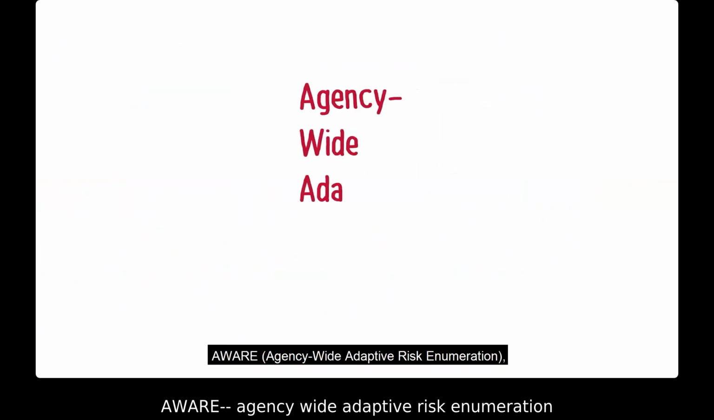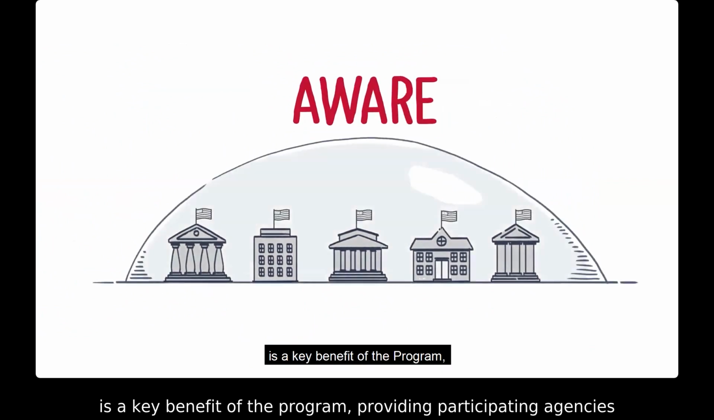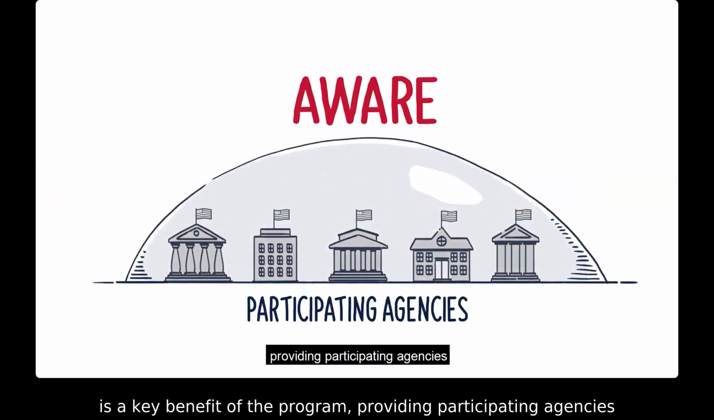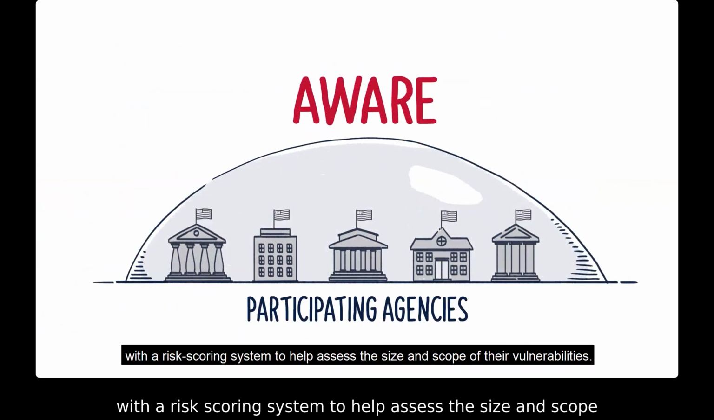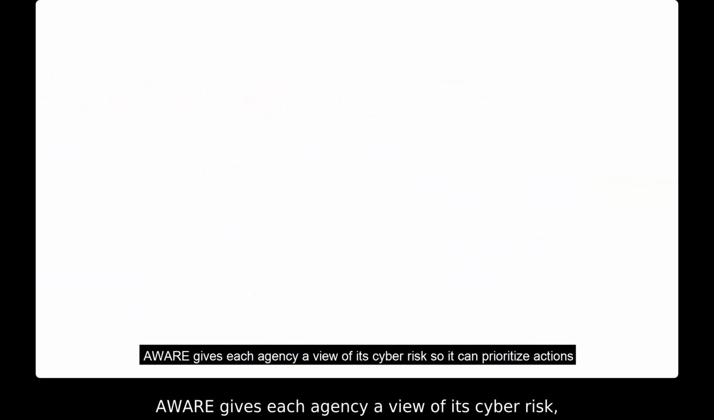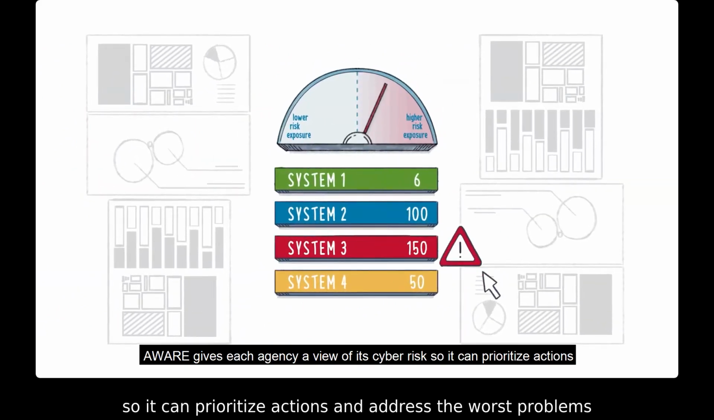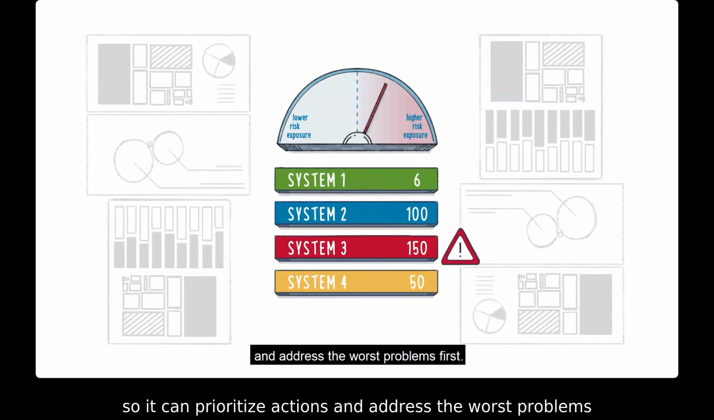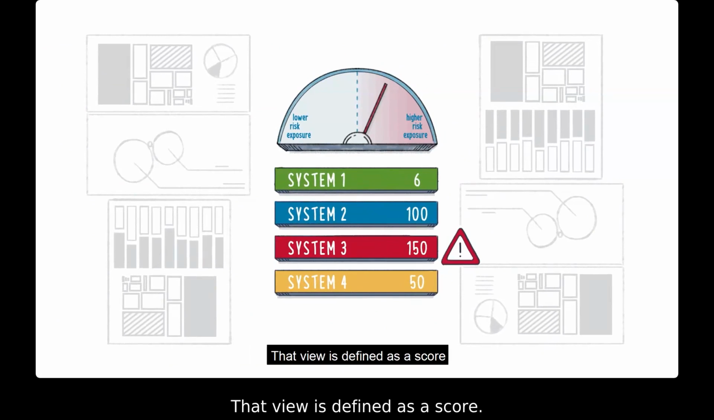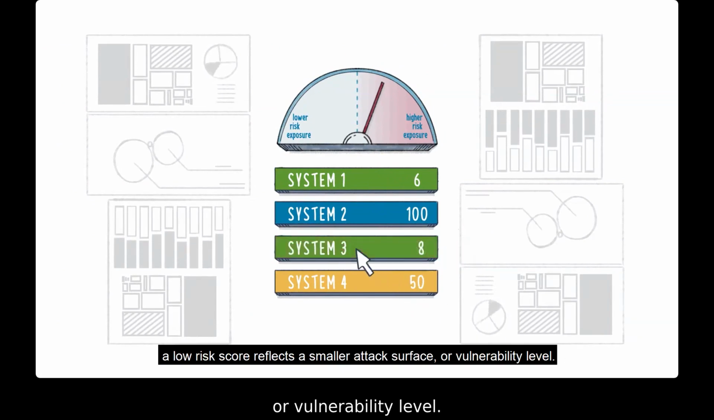AWARE, agency-wide adaptive risk enumeration, is a key benefit of the program, providing participating agencies with a risk scoring system to help assess the size and scope of their vulnerabilities. AWARE gives each agency a view of its cyber risk, so it can prioritize actions and address the worst problems first. That view is defined as a score. A low-risk score reflects a smaller attack surface or vulnerability level.